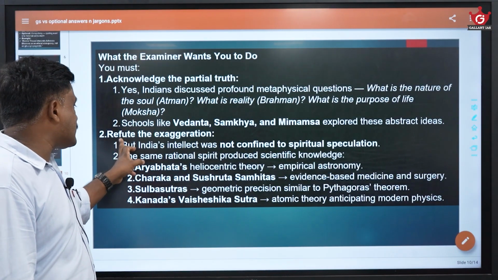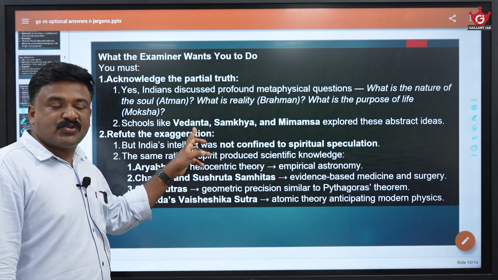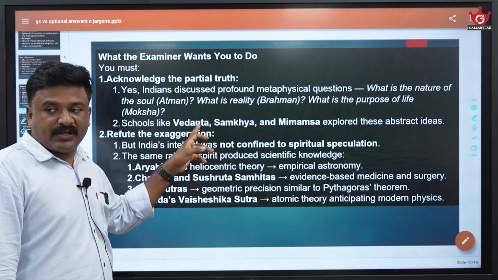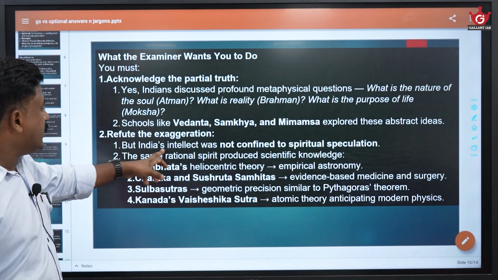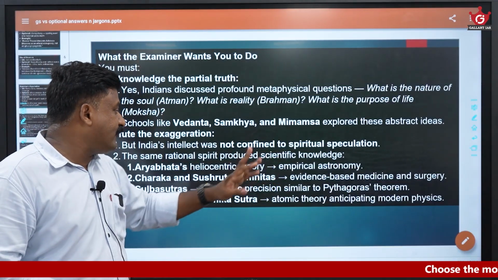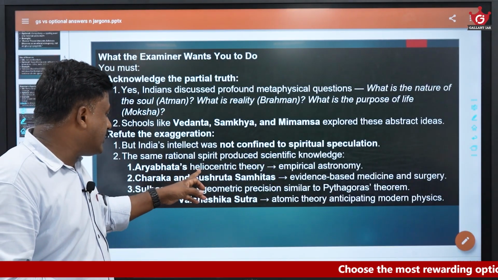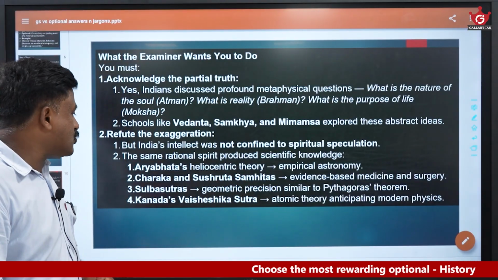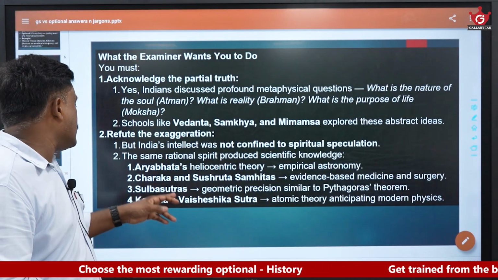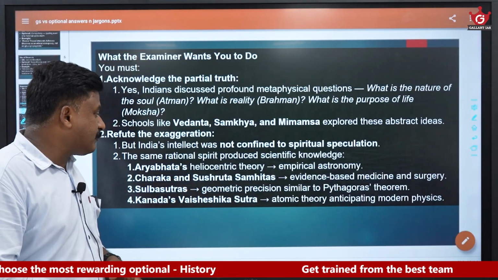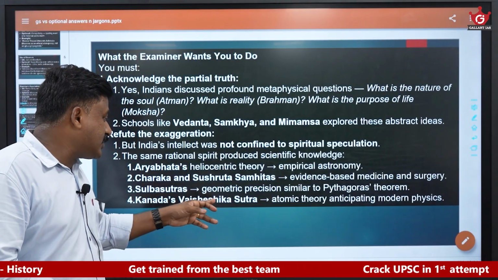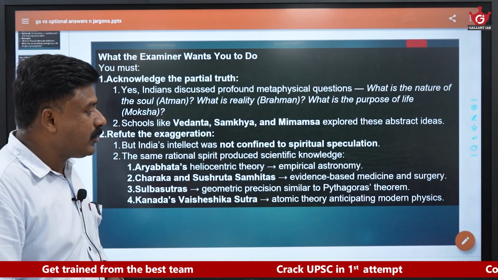At the same time, you must refute the exaggeration that ancient Indians didn't make any scientific discoveries. How do I refute this? India's intellect was not confined to spiritual speculation. Rational spirit produced scientific knowledge. For example, Aryabhata's heliocentric theory and empirical astronomy; the Charaka and Sushruta Samhitas, evidence-based medicine and surgery; the Shulba Sutras, geometric precision similar to the Pythagorean theorem; Kanada's Vaisheshika Sutra, atomic theory anticipating modern physics.